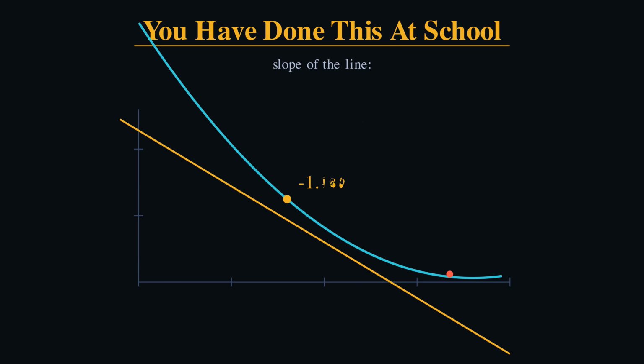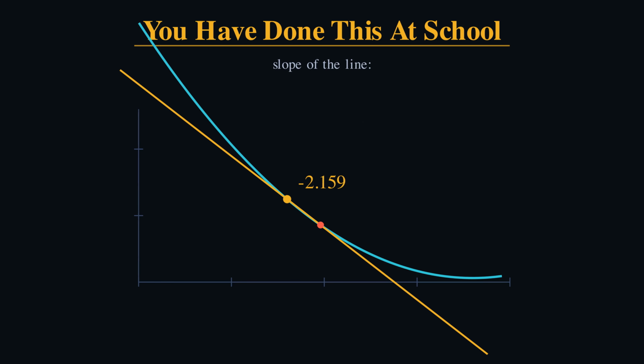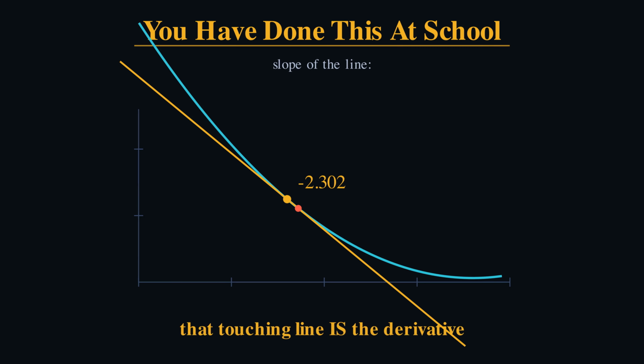Here is the same story as a picture. Put a second point a long way off and draw the line through both. As the second point slides in, that line pivots and it stops pivoting exactly when it touches the curve at one point. That final line, the one that just touches, is what the number means. Its steepness is the sensitivity.